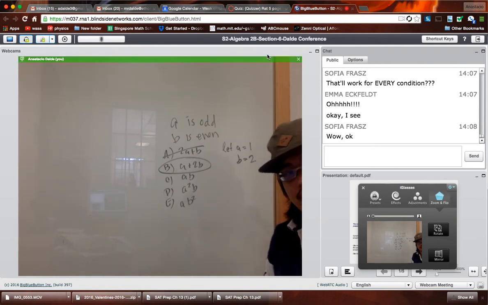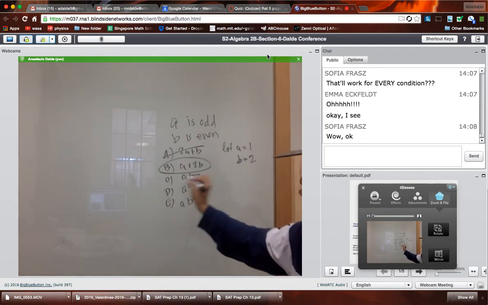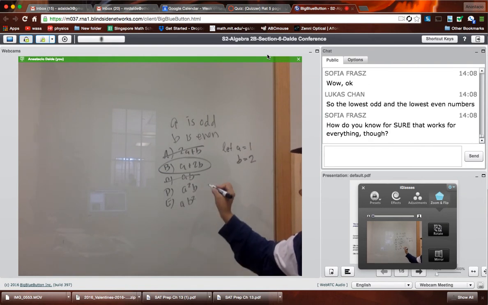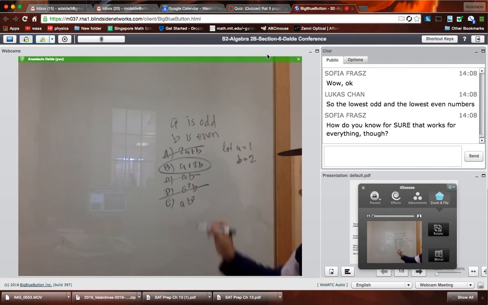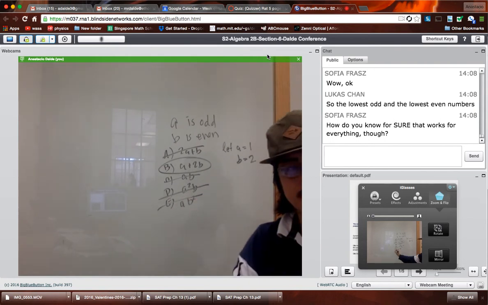Now, just to try it out, let's do another one. 1 times 2 is 2. That's even. Nope. 1 squared is 1 times 2 is 2. No, that's wrong too. And then 1 times 2 squared, that would be 1 times 4. That's even as well.